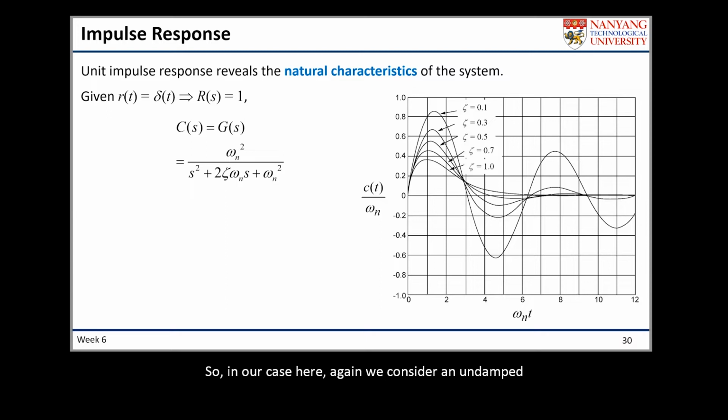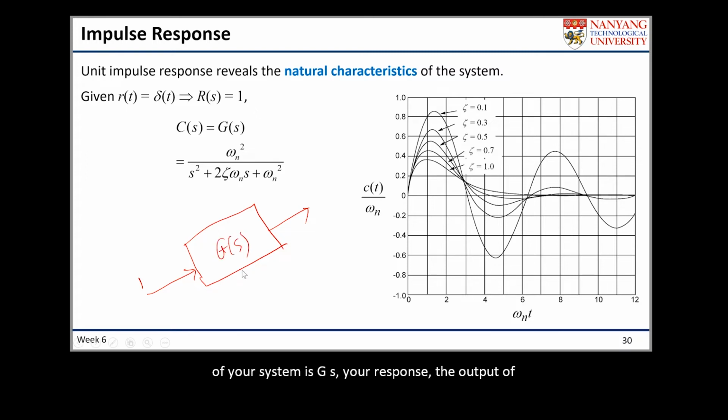Impulse response, of course, is the output of a system when we give an impulse input. Okay, so in our case here, again, we consider an underdamped second order system. The input to our system here is an impulse. Impulse in the Laplace domain, if you refer to the Laplace table, is 1. So if the transfer function of your system is G(s), the output of the system will obviously be equal to the input times the transfer function, 1 times G(s), which is obviously also G(s).